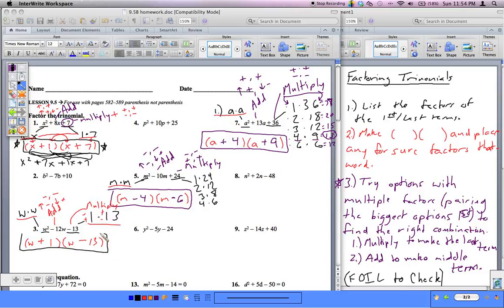trinomial. When you get to the bottom on these guys, since they're set equal to 0, you'll take this first one and solve that equation. Take the second one, set that equal to 0, and solve that equation.